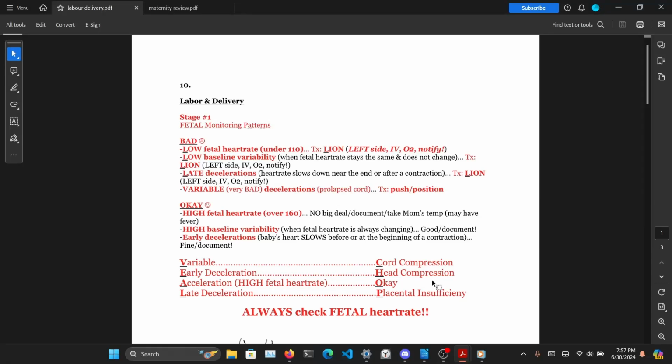Hi, so our next topic is labor and birth. In this, we have the first stage of labor. So, the process of labor starts like this. We have four sequences, right? So, first is labor. What is labor?